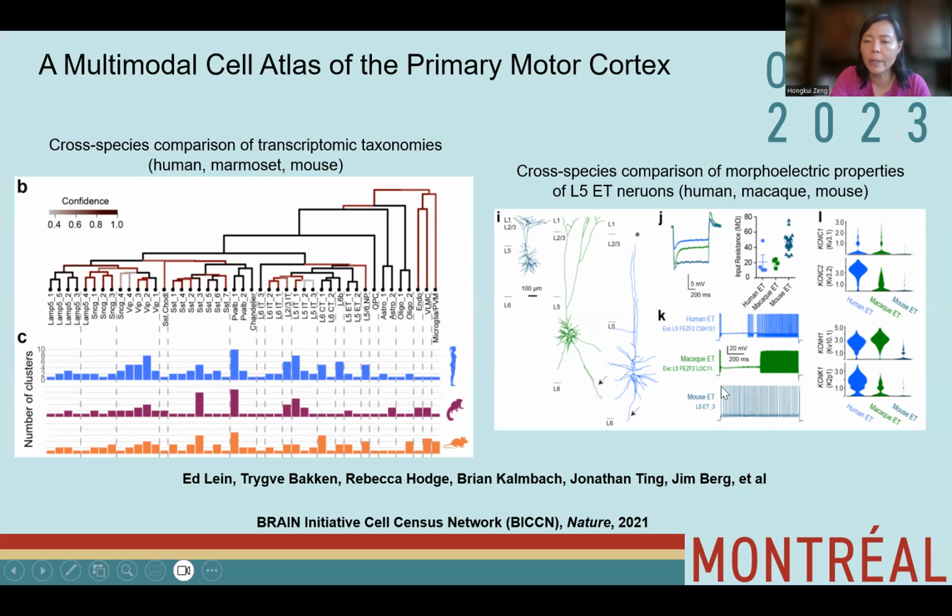On the right-hand side, we illustrate the differential morpho-electrical properties for a major subclass of neurons in the motor cortex, and that is the layer 5 extratelencephalic projecting, or ET, layer 5 ET neuron types. We can see that the morphological and the electrophysiological features are very significantly different across species. Despite these differences, all these neurons from the different species can be aligned into a single major neuronal subclass, the layer 5 ET, because they also share major molecular transcriptomic gene expression signatures.